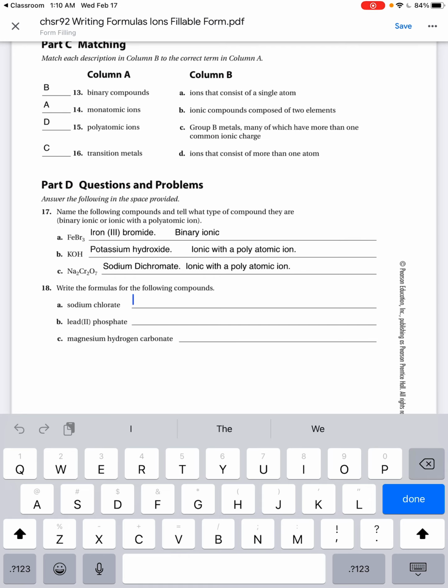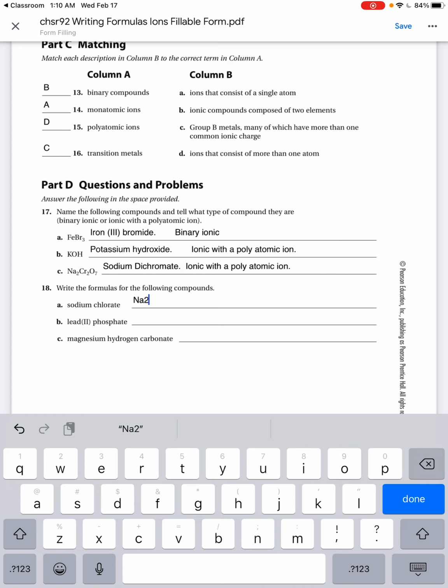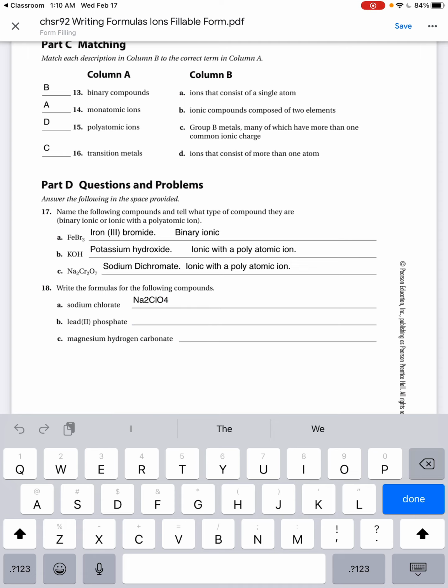Now it's writing the formulas for the following compounds, and I'm sorry, but I cannot write my numbers as subscripts, so I'm not going to do so. But this is NaClO4, Cl, little l, back to a capital O for oxygen, 4. Those numbers, again, should be subscripts if you have that capability.